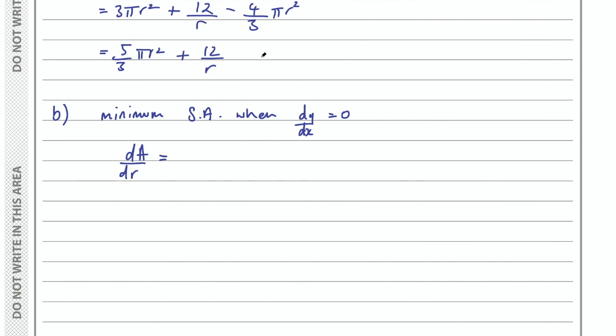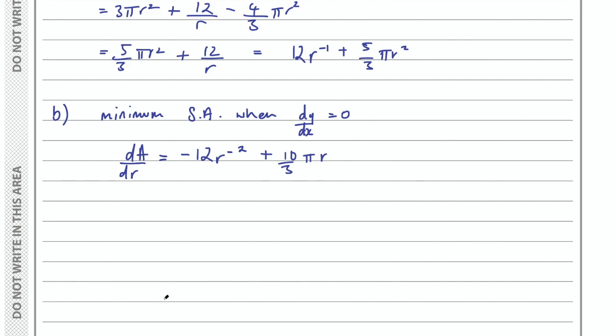And it might be easier to write this slightly differently as 12r to the negative 1 plus 5 on 3 pi r squared, because then we can use the power rule on that. So using the power rule, negative 1, bring that down the front, we'd have negative 12r, and then subtract 1 from the power, r to the negative 2, plus 5 on 3 pi r squared, take that power, bring it down the front, 2 times 5 is 10, 10 on 3 pi, and then take 1 from the power, so we just have pi r.